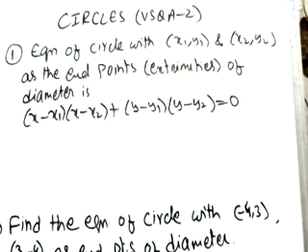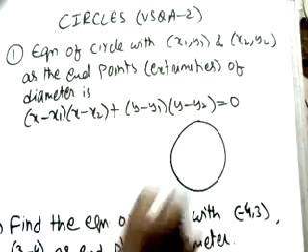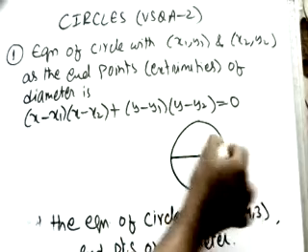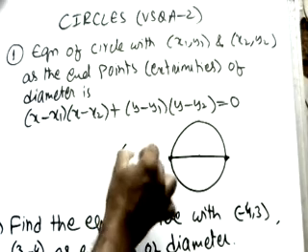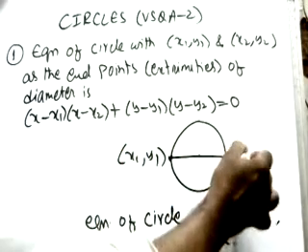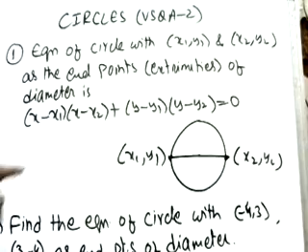Inshallah, in today's class, we are going to continue with the very short question answers, part 2 of the circles. Now, see here, next concept we are going to see. Suppose we are having a circle, and suppose this is the diameter. Suppose these are the endpoints of the diameter x1, y1, x2, y2.